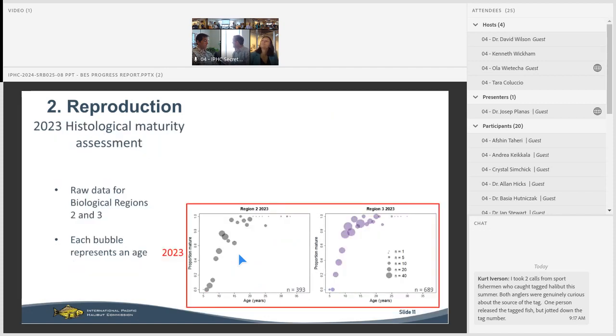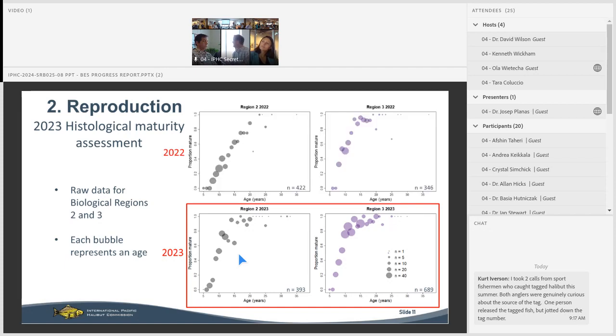To show the 2023 data, first I wanted to show everyone the raw data for biological regions 2 and 3. In these plots, each bubble represents a specific age, so the data is not binned here. In comparison to 2022, there are two distinct things. There seems to be a much higher proportion of mature females in region 2 for 2023 in comparison to 2022, but region 3 tends to show a similar trend.